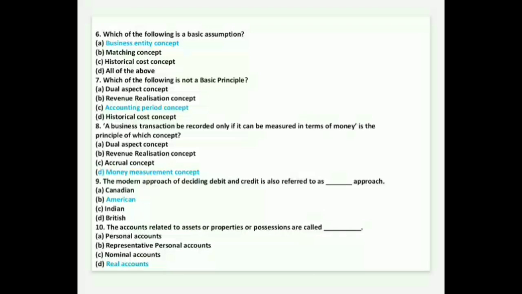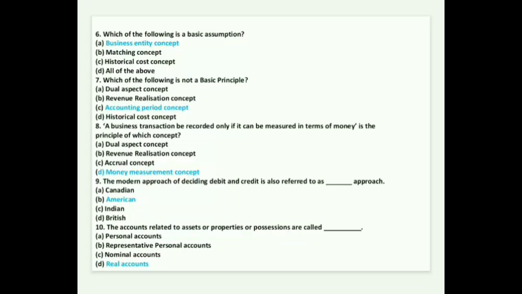a business transaction be recorded only if it can be measured in terms of money is the principle of which concept? I repeat, a business transaction is recorded only if it can be measured in terms of money. Options are dual aspect concept, revenue realization concept, accrual concept, money measurement concept. Guys, this is the principle of the money measurement concept. Option D is your correct option.